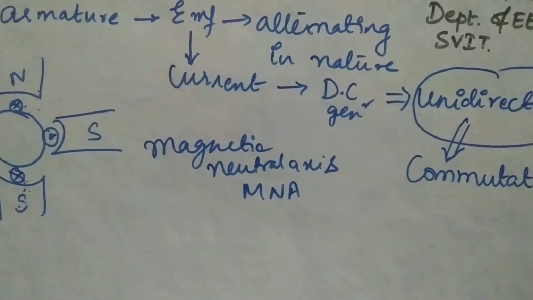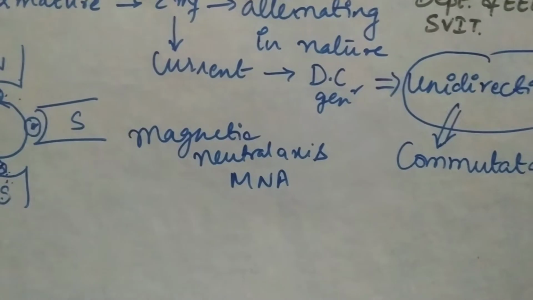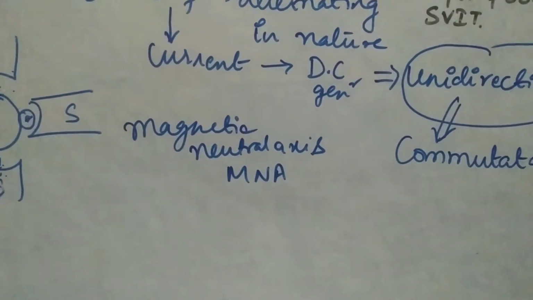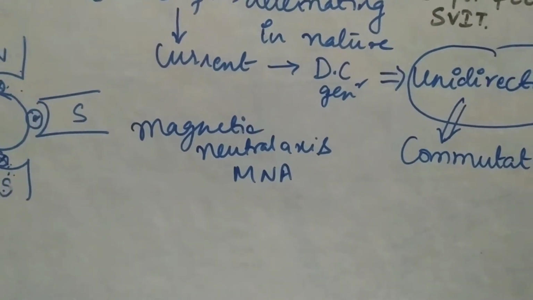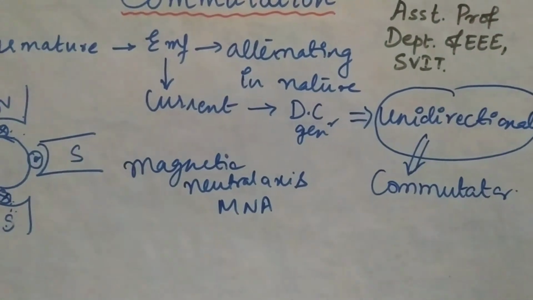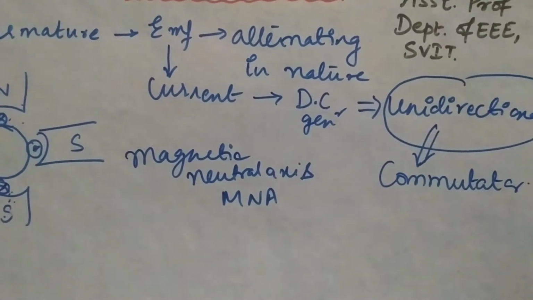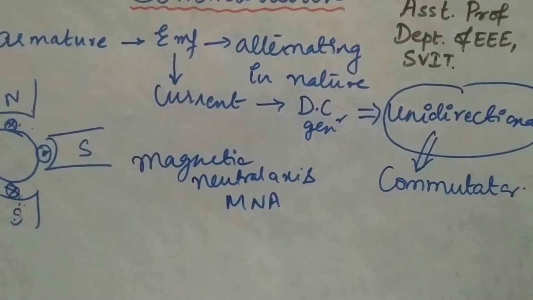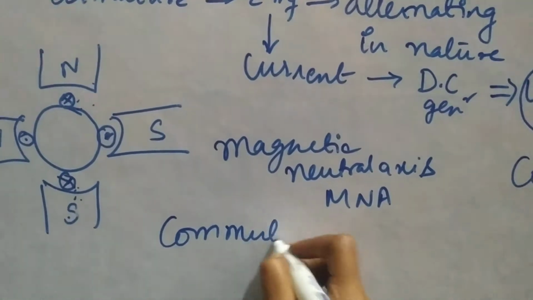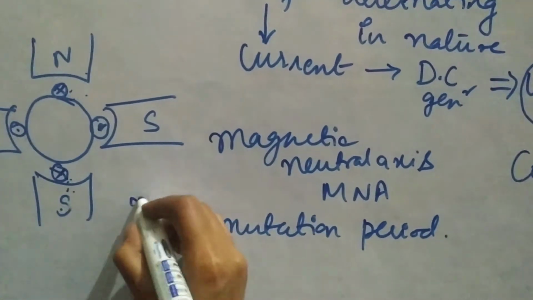Therefore, the process by which the current in a short circuited coil is reversed while it crosses the MNA is called commutation. The time taken while the coil remains short circuited is known as the commutation period. So that is the concept of commutation and the commutation period.